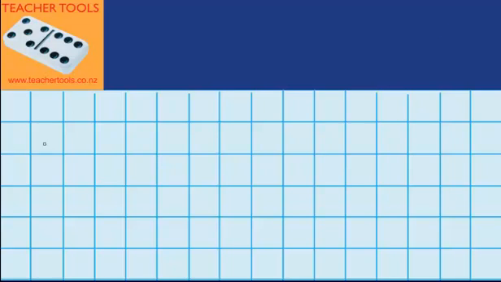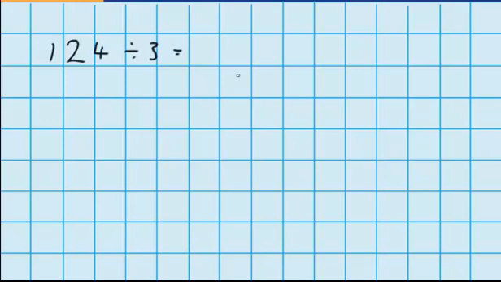Let's try this question here. 124 divided by 3. So I start by setting that out as an algorithm, just like we did in the Year 7 example, so remember that means divided by 124. So I start just like I did in the Year 7 lesson. I say, how many times does 3 go into 1? Well, 3 won't go into 1, so I'm going to leave a space here.